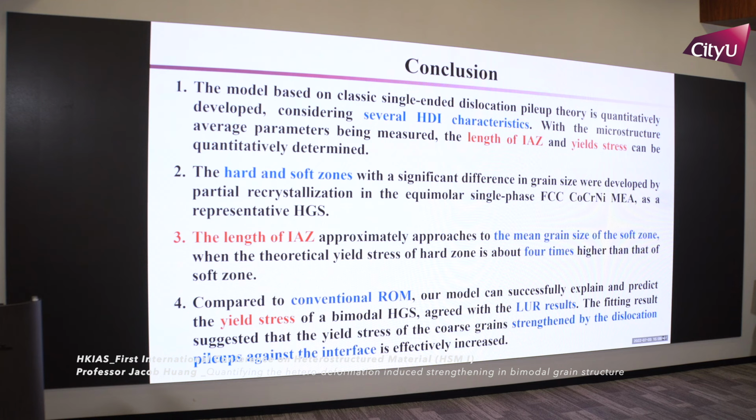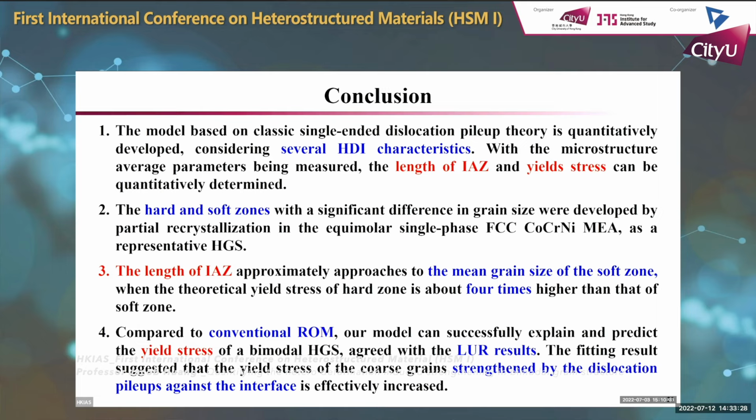Number three, the length of IAZ approximately approaches the mean grain size of the soft or the coarse grain when the theoretical yield stress of the hard zone is about four times higher than that of the soft zone. This whole thing is well consistent. Finally, compared to the conventional rule of mixture, our model can successfully explain and predict the yield stress of a bimodal heterogeneous grain structure, agreeing well with the LUR result. And the fitting result suggests that the yield stress of the coarse grain strengthened by the dislocation pile-up against the interface can be effectively increased. That's actually the origin for this kind of HDI strengthening.